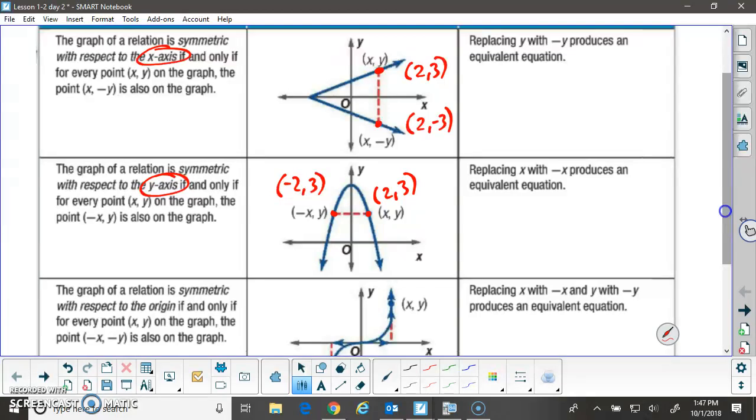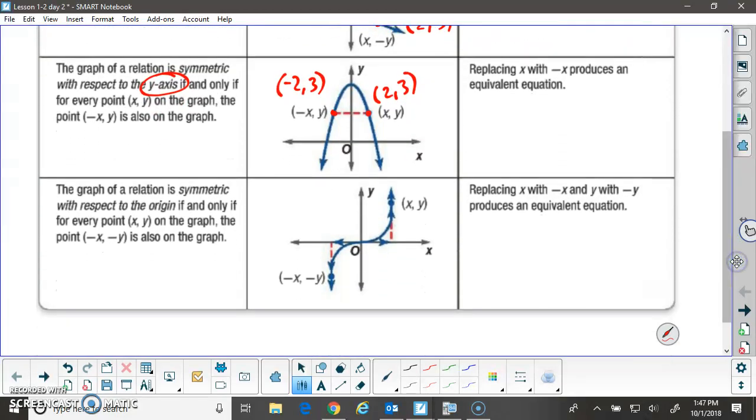Right there. Then our third type of symmetry is symmetry with respect to the origin. If there's symmetry of the origin, and it contains the coordinate point, let's say 2, 3, it would also contain the coordinate point negative 2, negative 3.